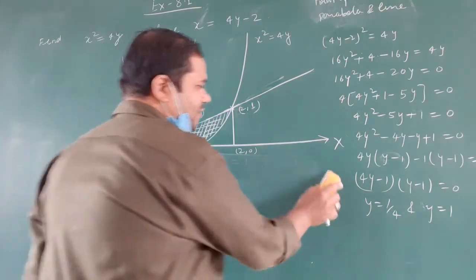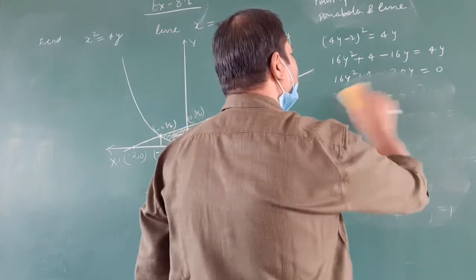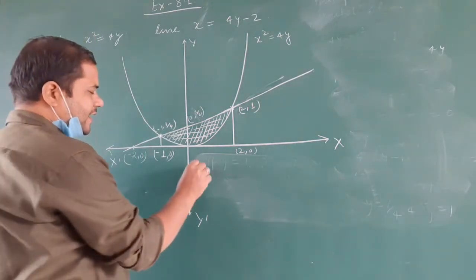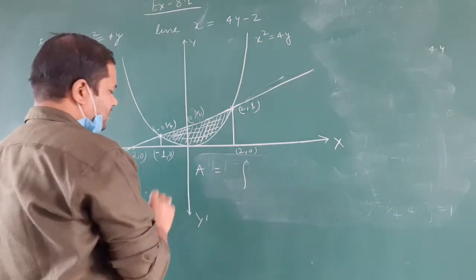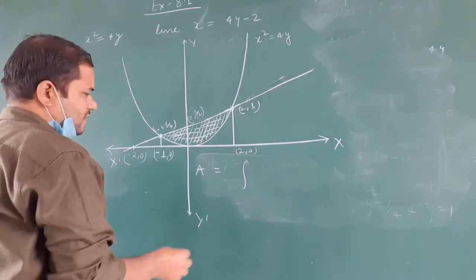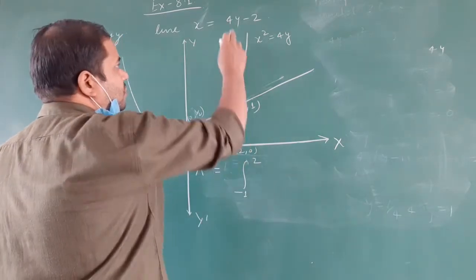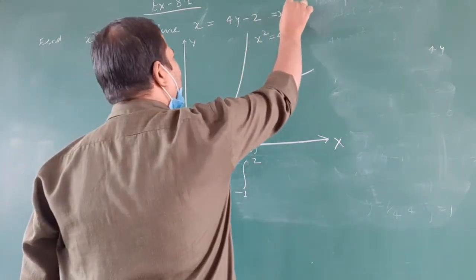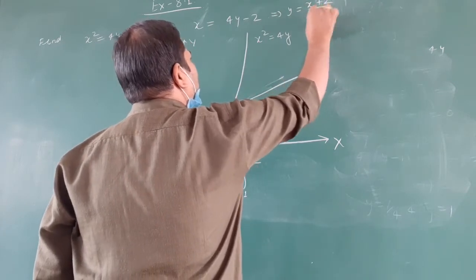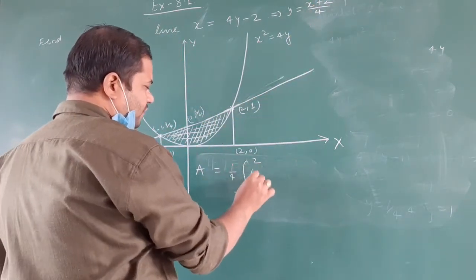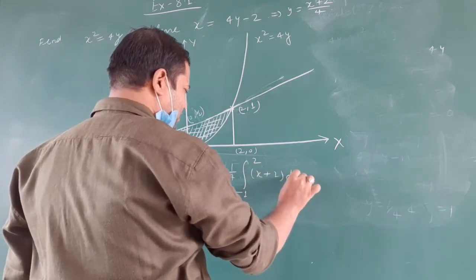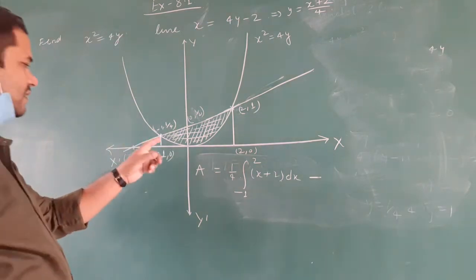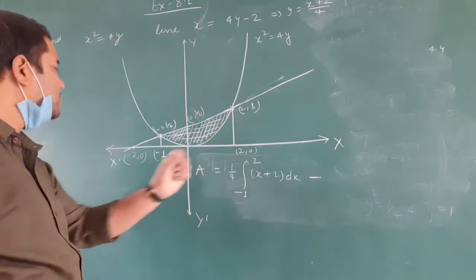Required area is nothing but the area under the line from minus 1 to 2, y equals x plus 2 by 4, that is the integral of 1 by 4 (x plus 2) dx, minus the area under the curve from minus 1 to 2.